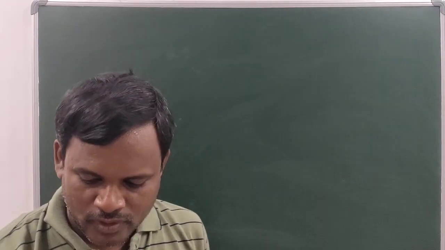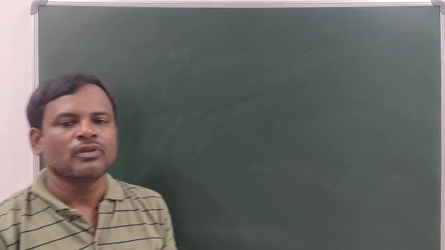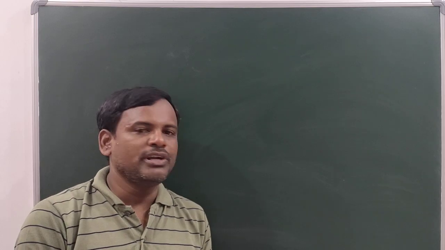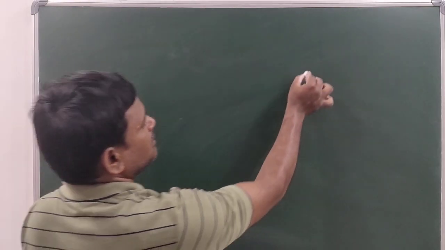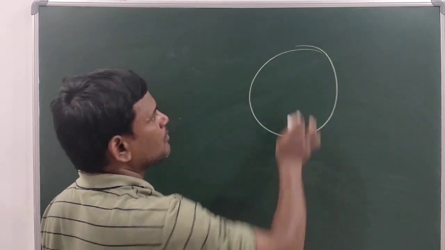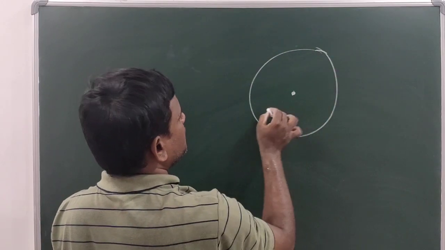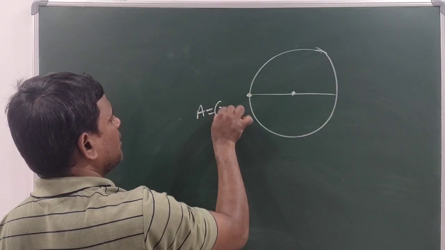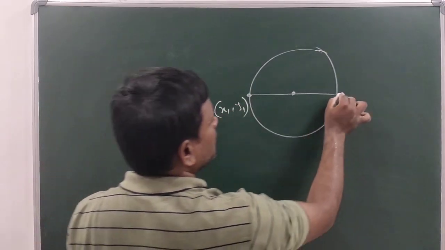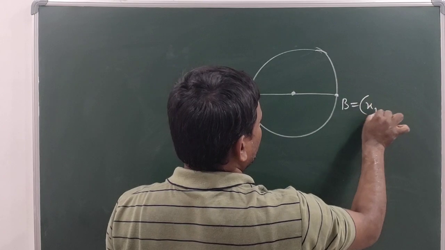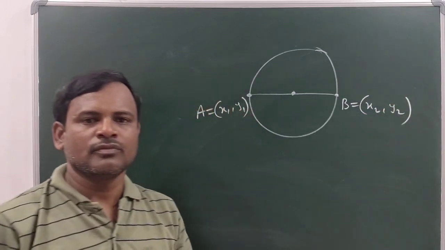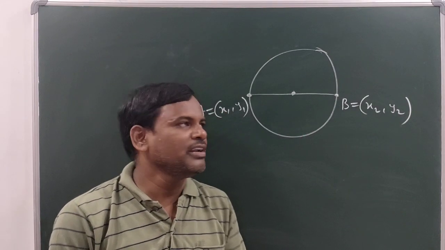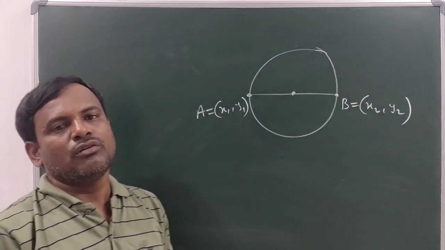So in the next step, suppose extremes of the diameter of a circle are given. In such a case, how do you determine the equation of the circle? See here, this is the circle. So in this circle, what are given to us? Extremes or end points of the diameter, x1 comma y1, and the other end point x2 comma y2. Now end points of the diameter of a circle are given, and they are asking us to find the equation of this circle. How do we find?